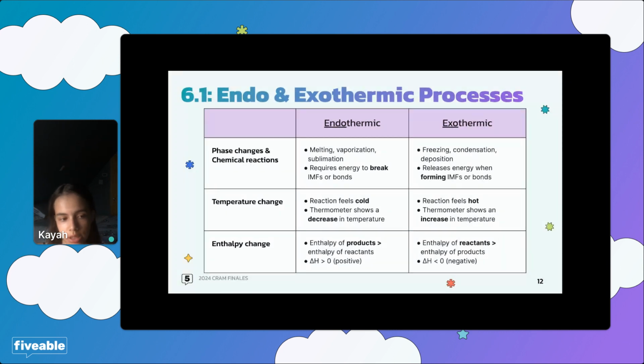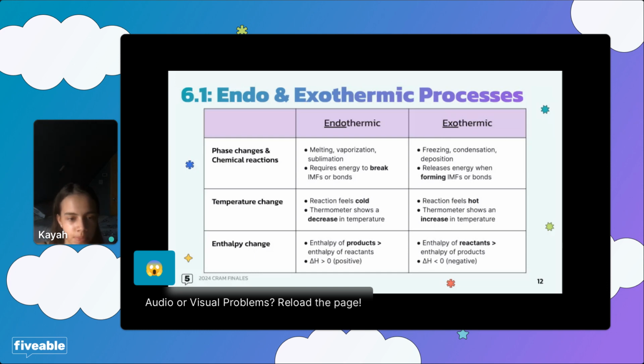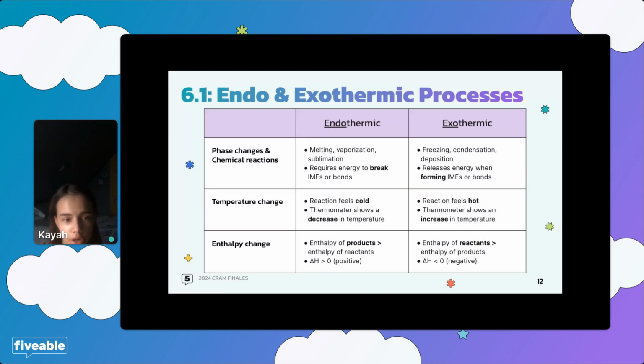So make sure you know what the sign of delta H correlates to, right? So delta H is positive, right? So that means you are gaining heat. It's endothermic, right? And then on the other side, the enthalpy of reactants is greater than the enthalpy of products for an exothermic reaction. And in this case, delta H is less than 0 or negative. Okay?